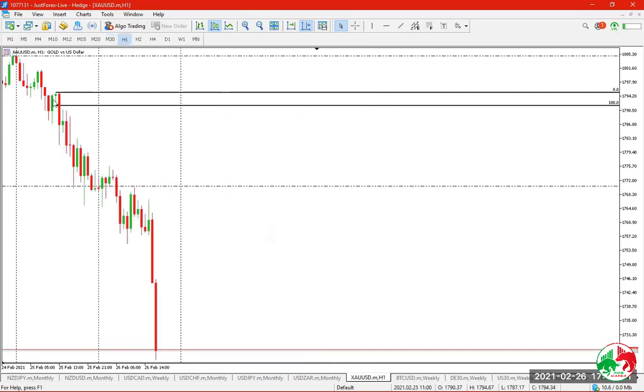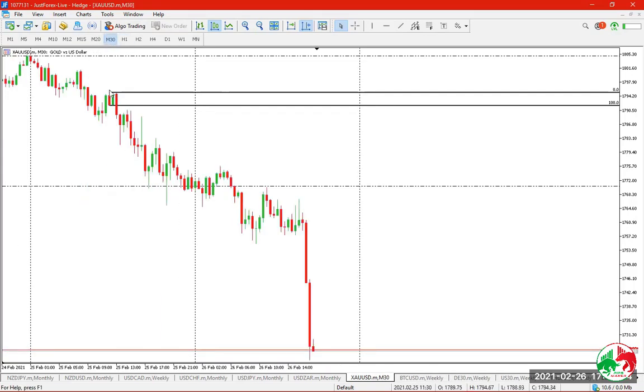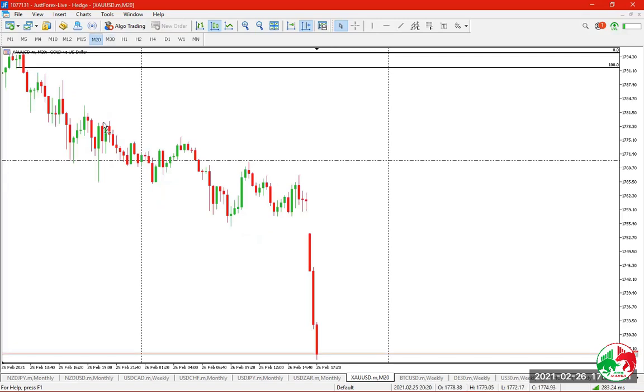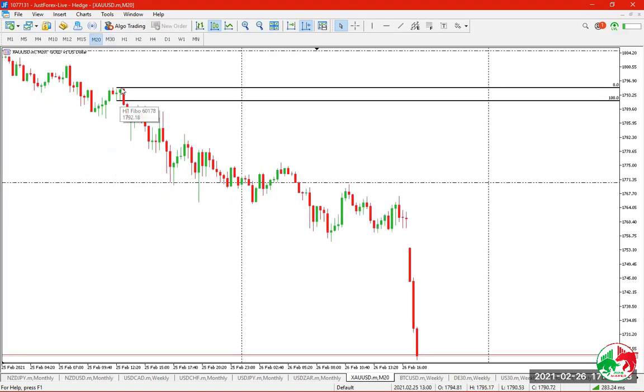On the 1 hour, we have an imbalance. M30, we also have an imbalance. So this is also a good indication, especially if most of the time frames have imbalances inside the 1 hour. This indicates a strong zone. Then we go to the M20. There's also a clean imbalance on M20.